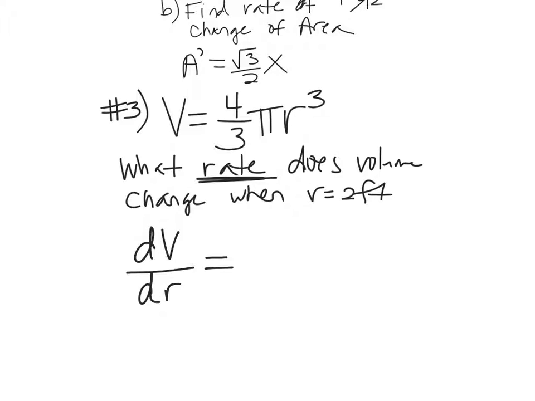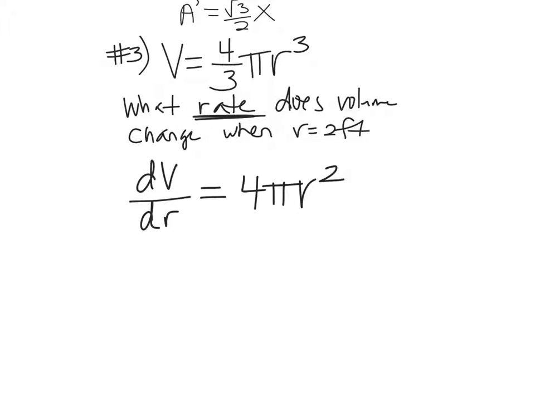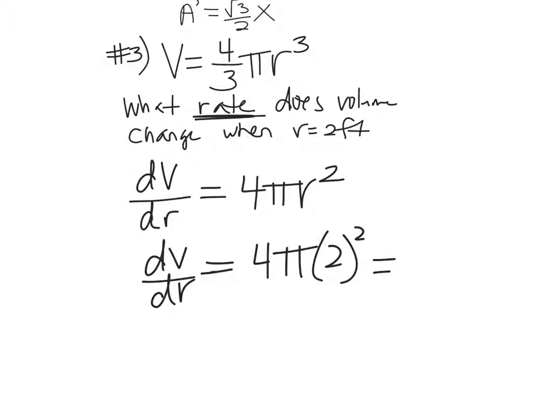The change in volume over the change in radius is equal to, bring the 3 down, and you get 4 pi r squared. Do we have to do product rule? No. 4/3 and pi are constants, so anytime you have a constant, you don't need product rule. There's only one variable here, and it's r. Then take r equals 2 and plug it in. So dV/dr at 2 equals 4 pi times 2 squared, which is 16 pi cubic inches per inch.